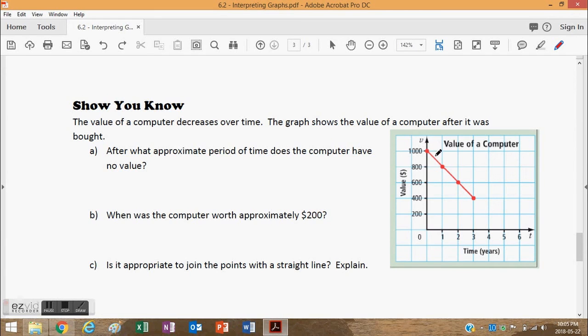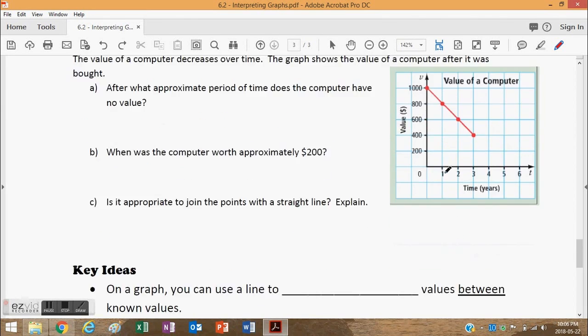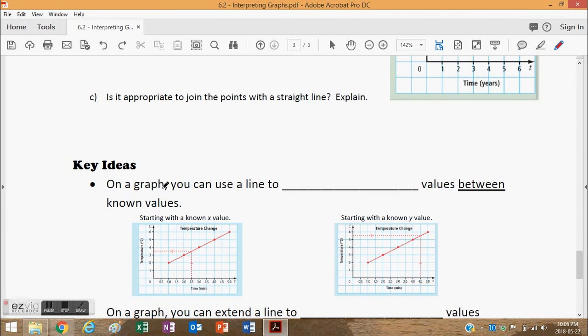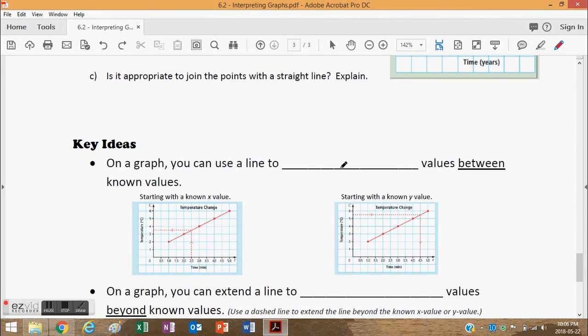Yes and no. The reality is the computer never has absolutely no value. But in terms of retail value, it seems to be a good estimate. These dots that we have here are going in a straight line. Now, if this was the value of an automobile or something like that, it's probably going to do something like this. And it's going to approach 0, like it's close to 0 now, but it's going to curve off and never quite get there.